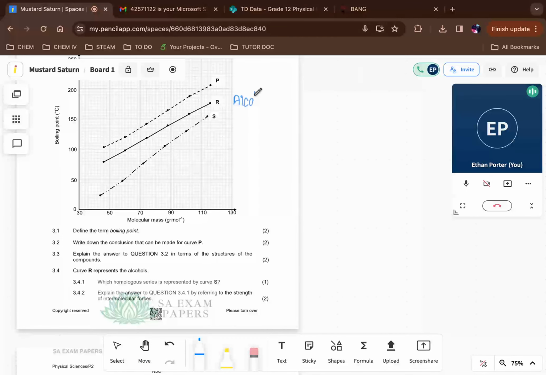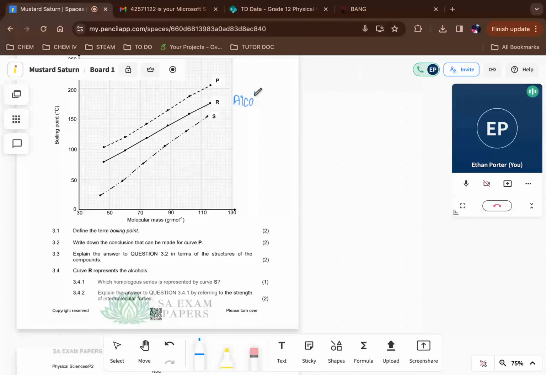So we might as well just complete it because now we know P is carboxylic acids. But yeah, so that's 3.4.2. Aldehydes have weaker intermolecular forces.